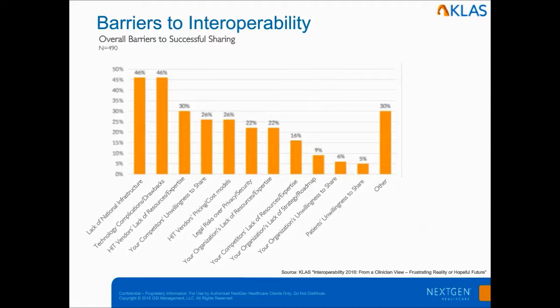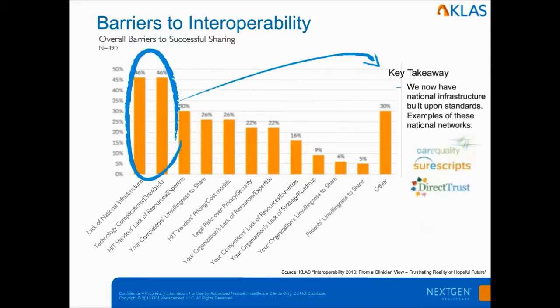Well, one thing that we're really excited about as an early adopter, an early participant in NRLS, is that we actually now have national interoperability infrastructure that's built on standards. And there are a lot of examples of these. Carequality, which Dean mentioned earlier, is a national interoperability platform for secure data sharing, for the ability to identify where patients have been treated, for querying and retrieving data from participants.